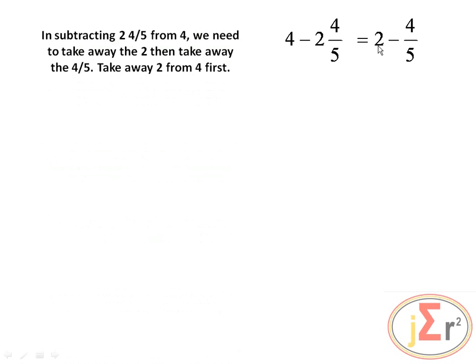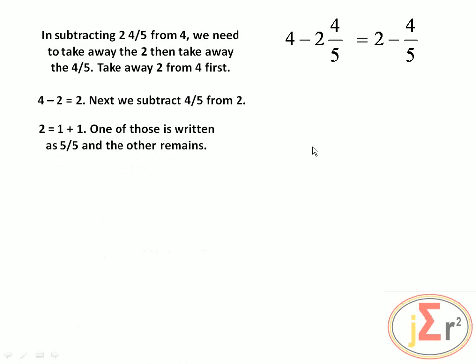And then we need to take away the 4 over 5. So 4 minus 2 is 2. Next we subtract 4 over 5 from 2. Now 2 is 1 plus 1. One of those is written as 5 over 5, and the other remains.